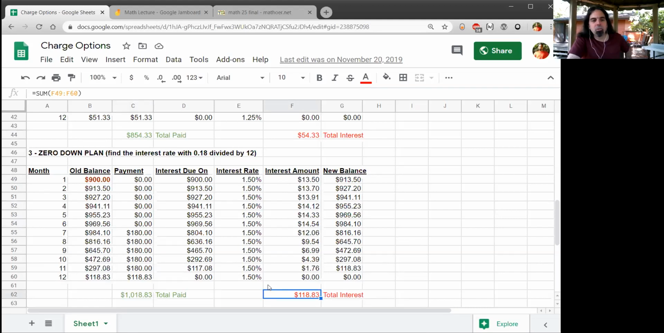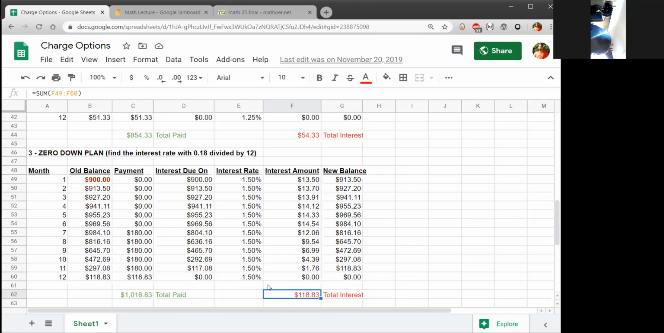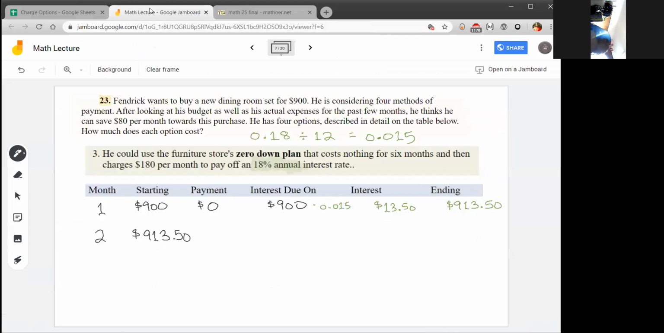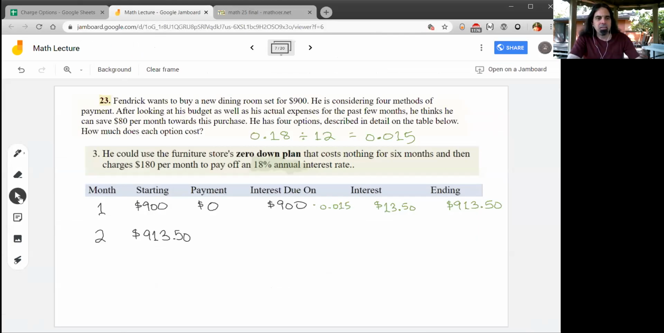Any question on the zero down plan option? No. Okay, we're almost done.